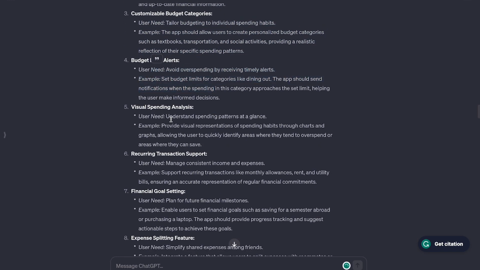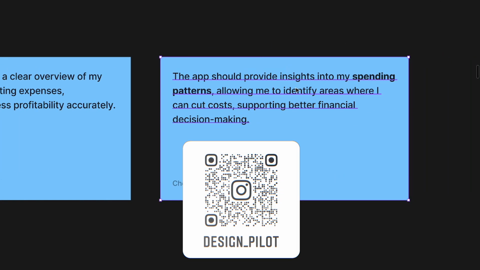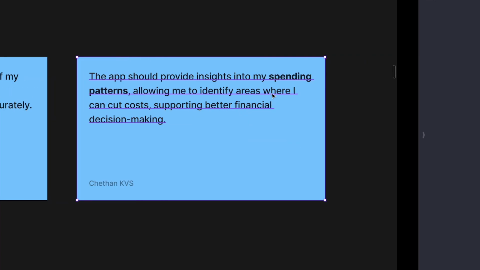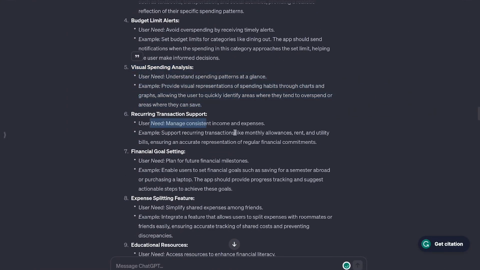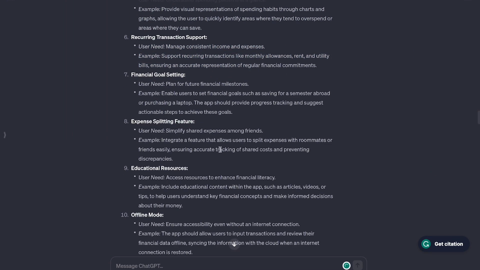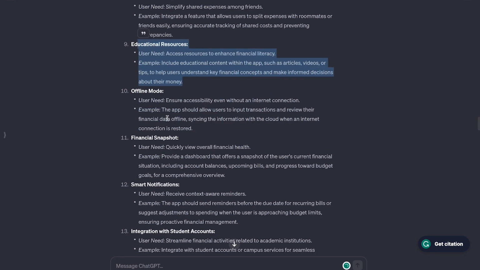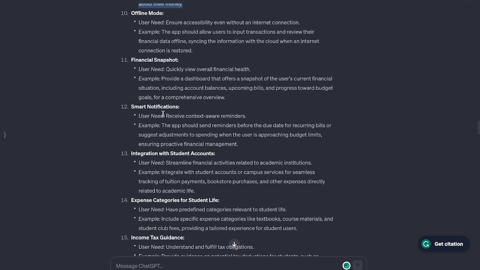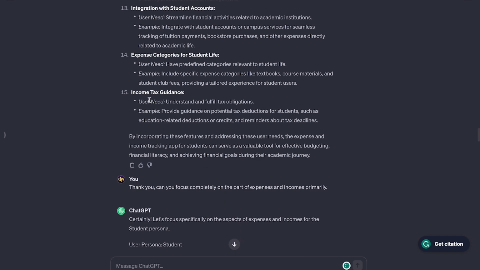Limited alerts, spending analysis. Now, spending analysis is definitely important, and we can look into that. But as you can see, we already have these spending patterns, so we can see how we're going to make use of this. Recurring transaction support, not something that we have control over. Financial goals, splitting expenses, educational resources, offline mode. So all of these are basically product and engineering features that don't really affect design directly. Income tax guidance, definitely not helpful, right?